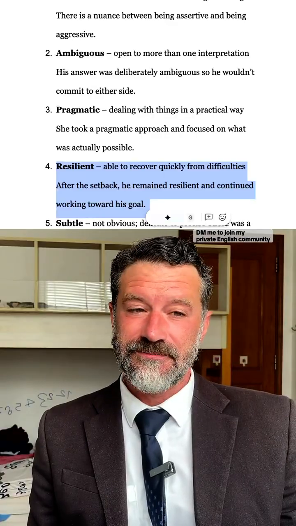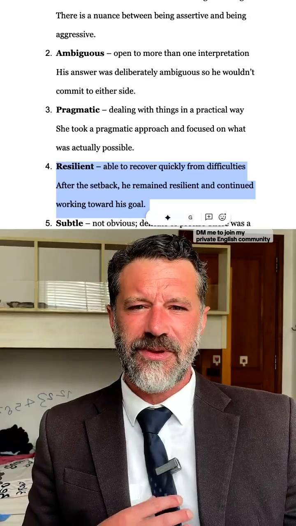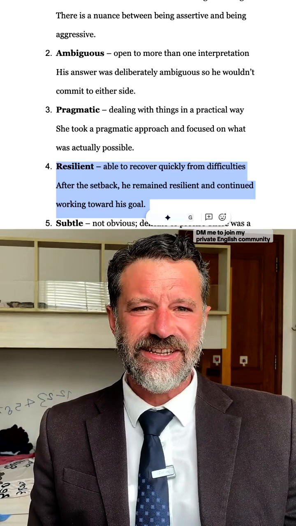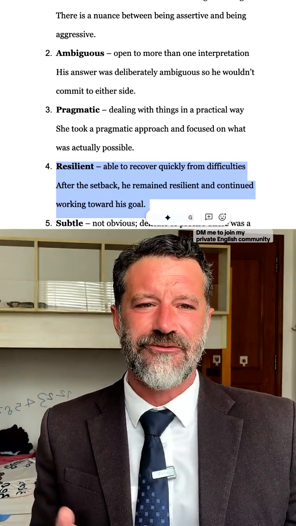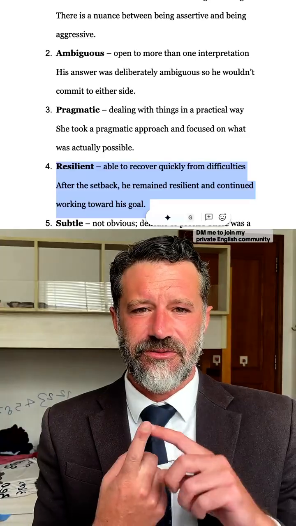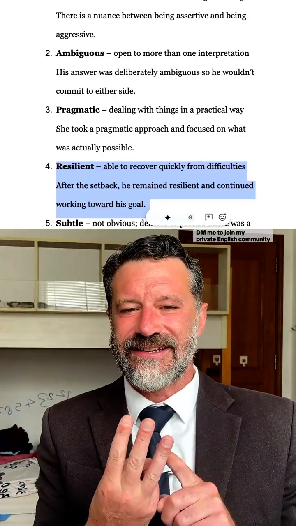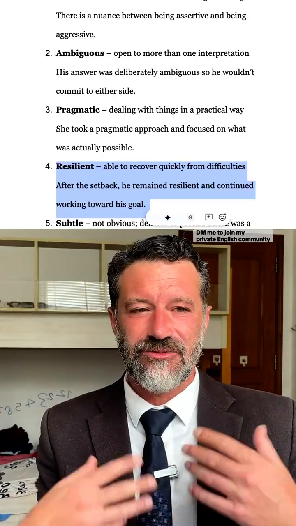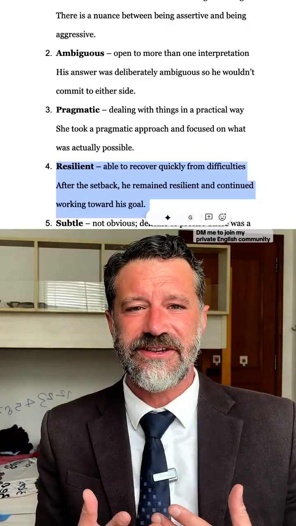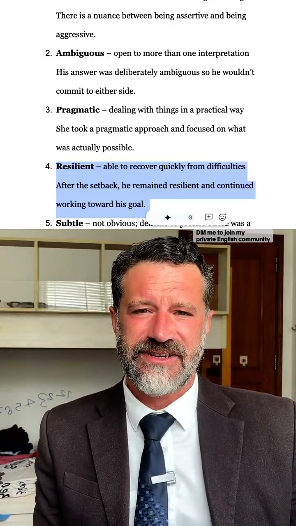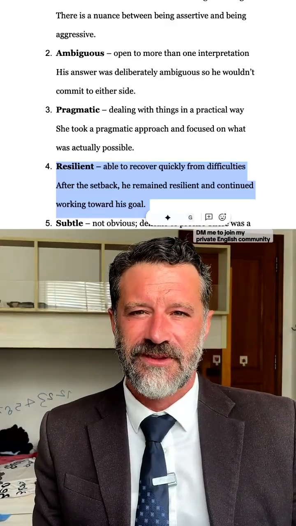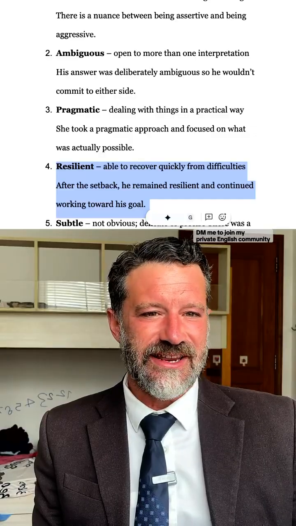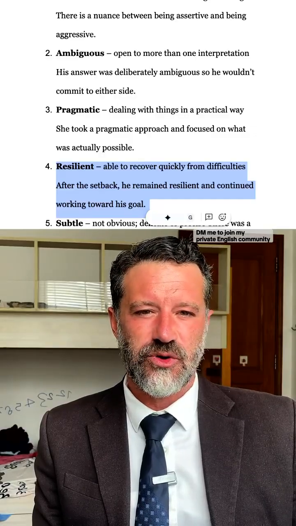So the next word, follow along with me, listen and repeat. Resilient. Resilient means you're able to recover quickly from difficulties. So resilient, three syllables. Stress goes on the second syllable. Zil. Resilient. It's good to be resilient. The example sentence here, read along with me. After the setback, he remained resilient and continued working toward his goal.